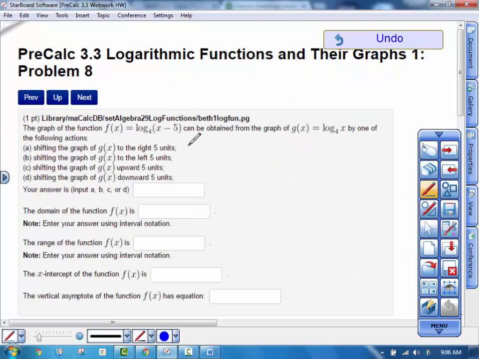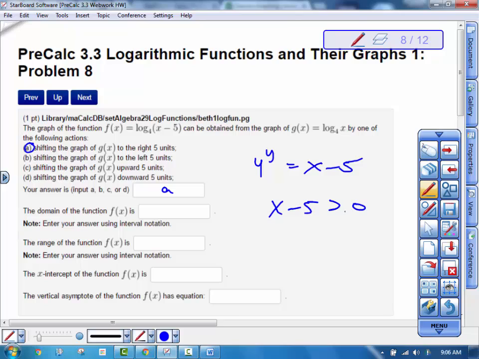Okay, the next problem says the graph of this function can be obtained from the parent function by one of the following. Well, if we subtract 5 from x, we move the 5 to the right. So we'll be shifting it 5 to the right. So we put a here. The domain of the function, keep in mind, if you change this into 4 to the y equals x minus 5, you know that there's nothing you can raise 4 to get a negative number, so x minus 5 has to be greater than 0. Can't even be 0. So if you add 5, you get x is greater than 5. So that'd be 5 to infinity, not including 5. The range is all real numbers, as it is for all of these, negative infinity to infinity.